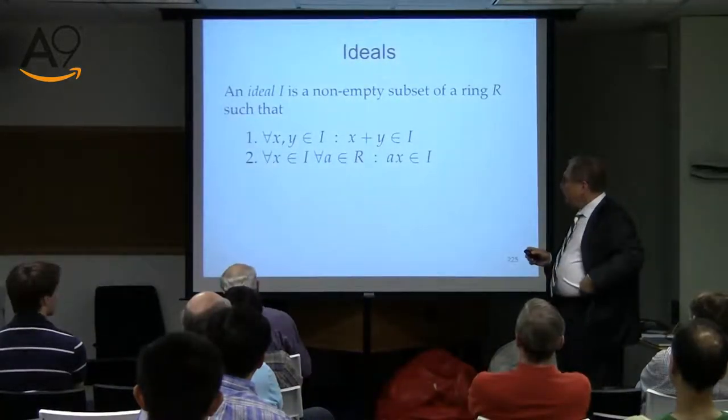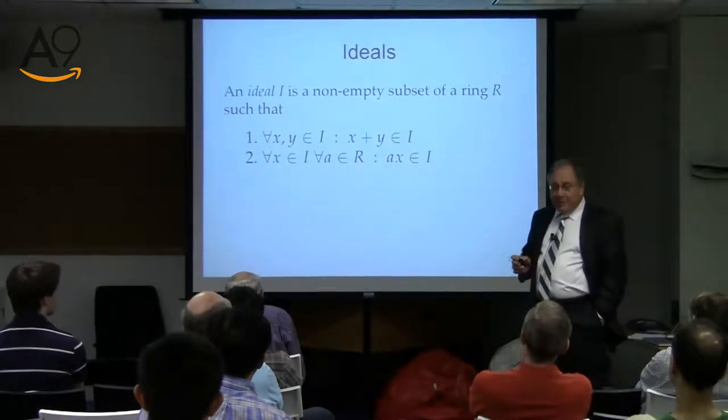Right? Now I have to talk about something which is near and dear to everybody's heart, ideals. We all should have ideals. And mathematicians have ideals too. But they are very specific ideals. They are certain subsets of rings.